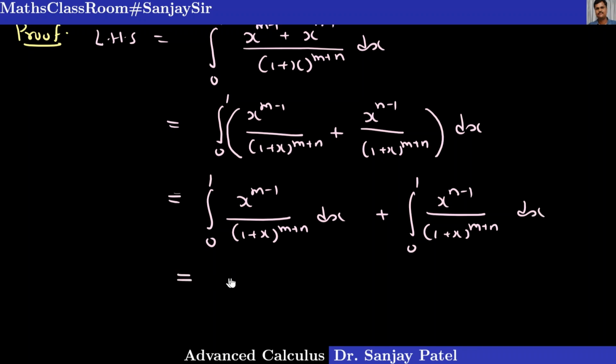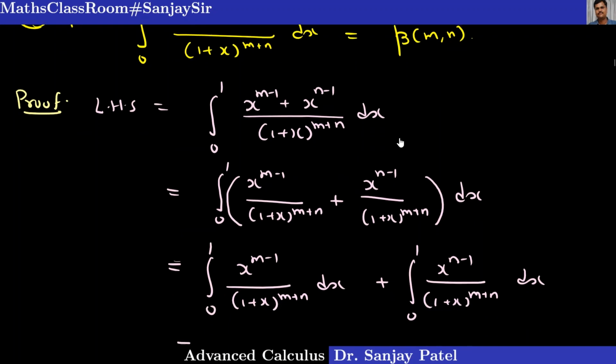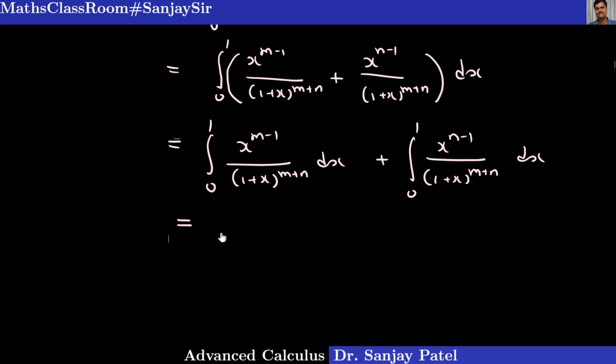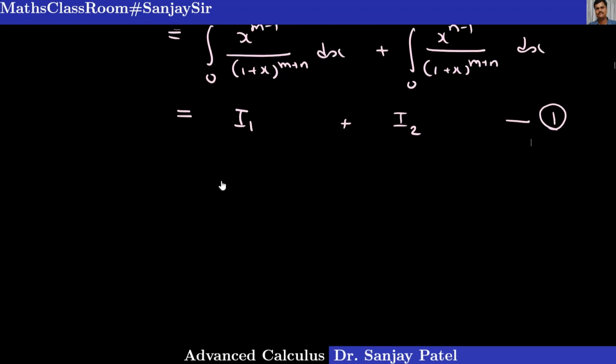I will compute both these integrals separately and then add them, and finally we'll get the required result, that is the beta function. Our aim is to prove that this thing is equal to beta(m, n). So I will try to prove that the sum of these two is nothing but the beta function. Let me call this I1 and this integral I2, and let me name this as result number 1. So first, start with I1.